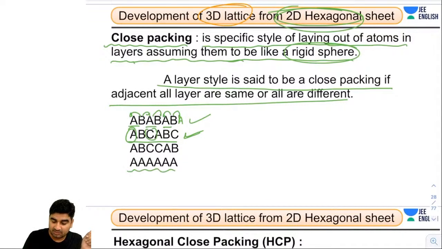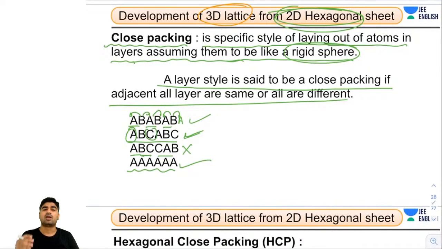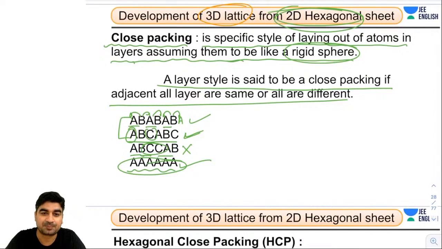Here we have the same layers, and in this case we have ABC, then CAB. So this is not close packing. So in close packing, either all layers should be the same or all should be different. Here all layers are the same, and in these cases all are different. Here we have similar ones, so this is the issue.